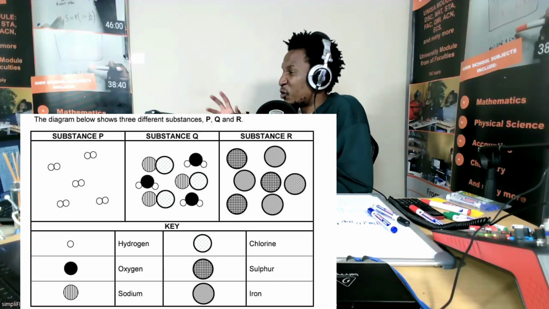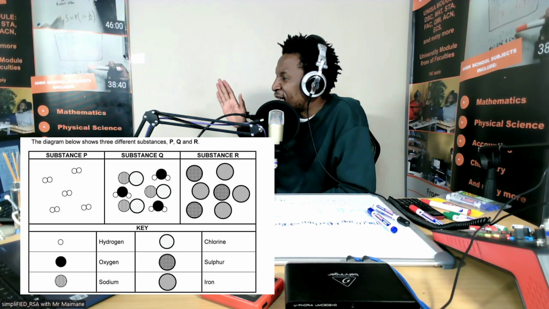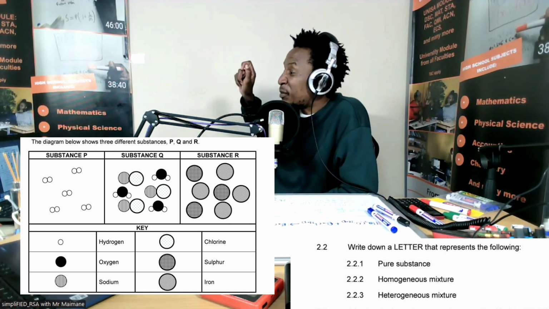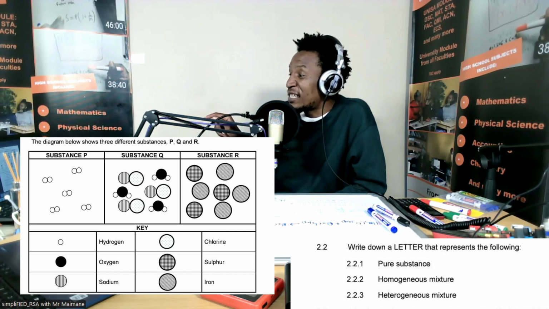Yeah, sulfur and iron as we see it. But fine, that's what we have, right? And now 2.2.1, we have to determine... but now the main question is to write down the letter that represents the following. So for 2.2.1, we must show the letter that, between substance P, substance Q, and substance R, represents the pure substance.